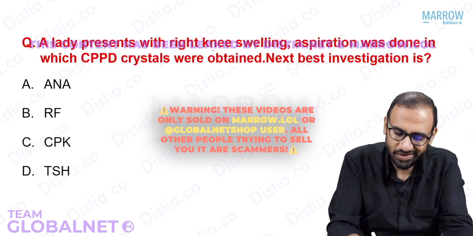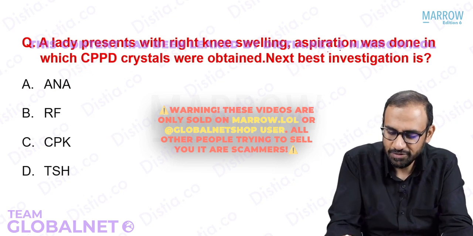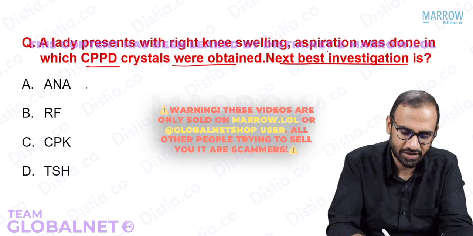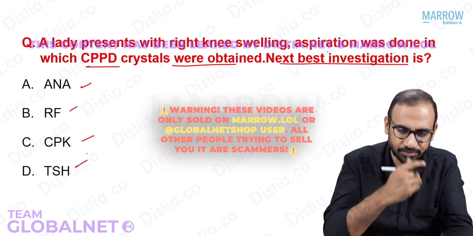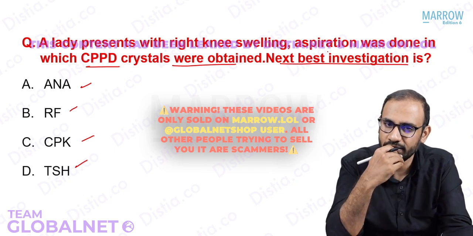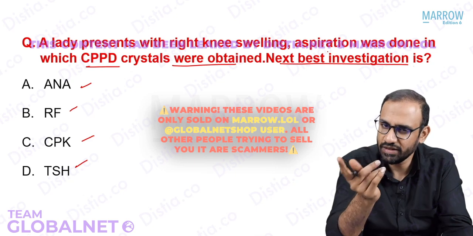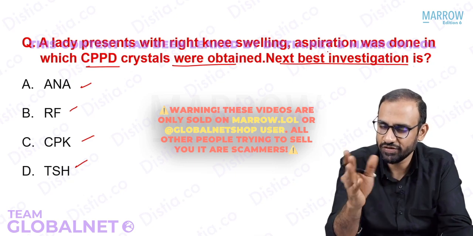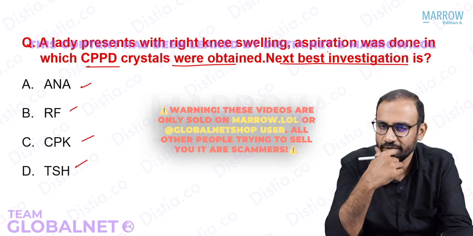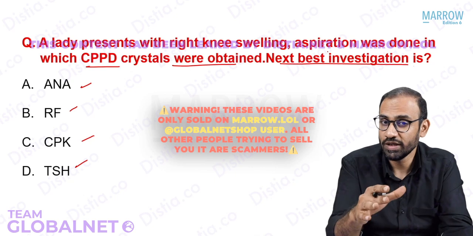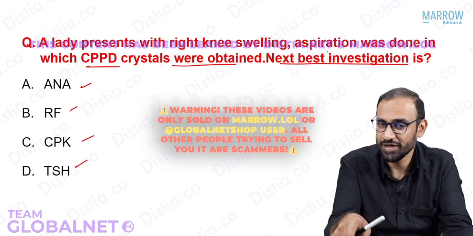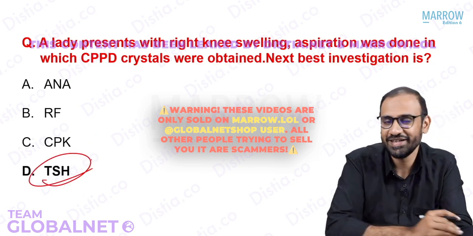A lady presents with right knee swelling. Aspiration was done in which CPPD crystals were obtained. Next best investigation is ANA, RF, CPK, or TSH? What is the diagnosis here? Lady, knee, CPPD crystals, calcium pyrophosphate dihydrate crystals. So, pseudo-gout. I've told you that pseudo-gout is more commonly associated with hypothyroidism. So, to diagnose hypothyroidism, you need TSH. So, the answer here is TSH.